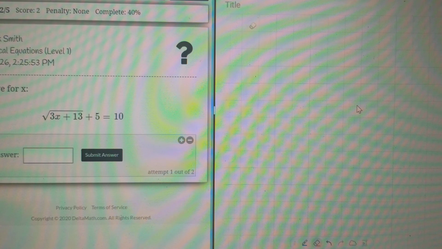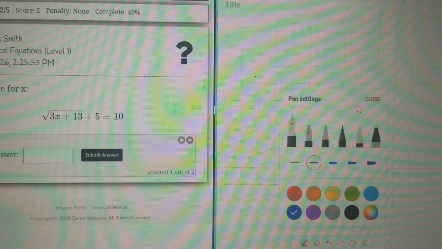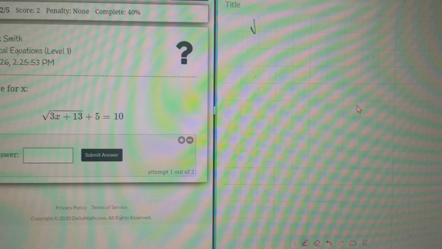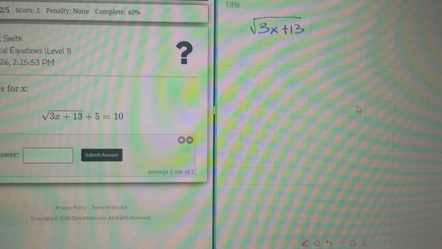Okay, and so we see that we have a radical equation, which is pretty easy to spot because it has a radical in it. There's a radical right there. And this says the square root of 3x plus 13, plus 5 equals 10.